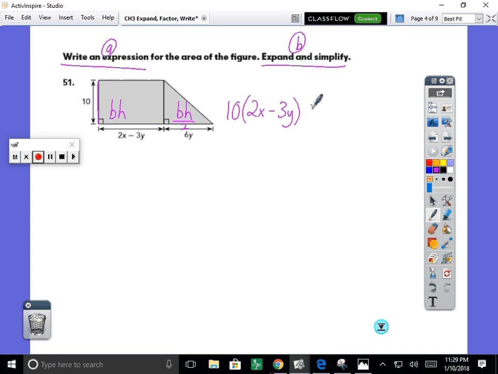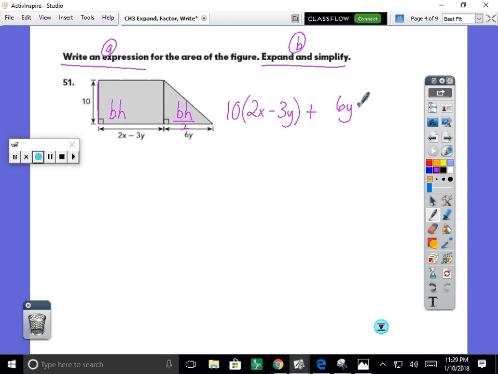Next, I'm going to add on the second area. I'm going to add on the area for this triangle. So if I can find its base and its height, I can divide that by 2. Well, its base is sitting right here, isn't it? It's labeled for us. How awesome. It says it's 6y. But I have to take that times its height.